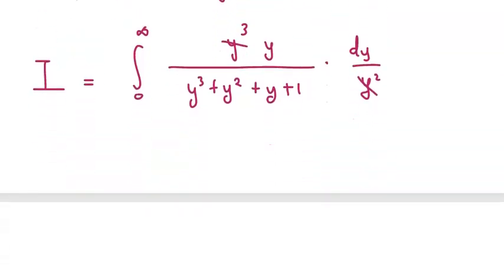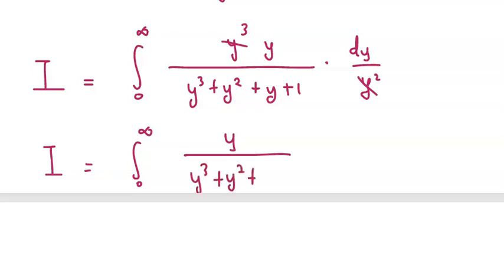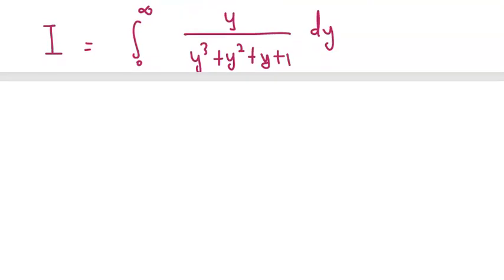So we now have I is now equal to the integral from 0 to infinity of y divided by y cubed plus y squared plus y plus 1, dy. Are we making any progress, or are we making the whole thing more complicated? The answer is progress.